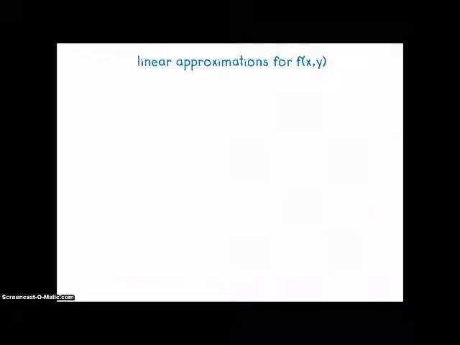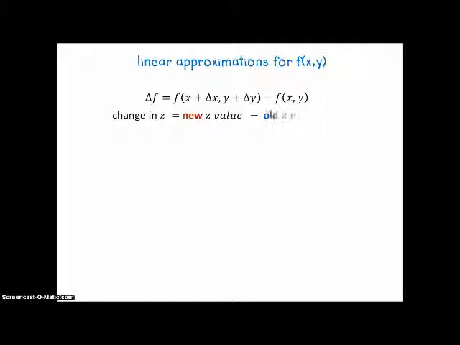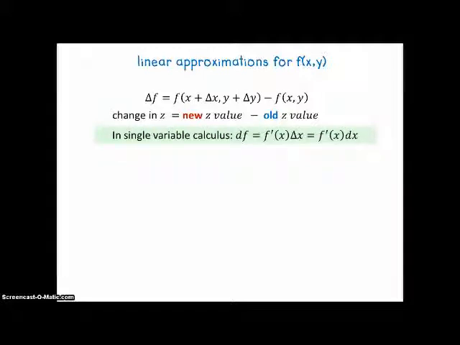Linear approximations for f of two variables. The actual change in the function is the difference between the new point when you add changes in x and y minus the old point. So in other words, the change in z is the new z value minus the old z value. Now in single variable calculus, remember on the last slide we said the approximate change of f was the derivative times the change in x, or the derivative times dx.